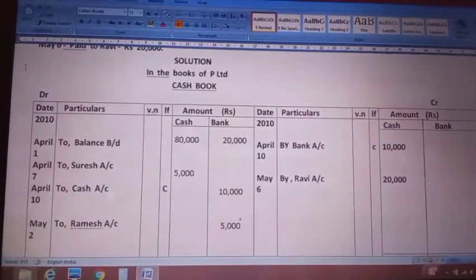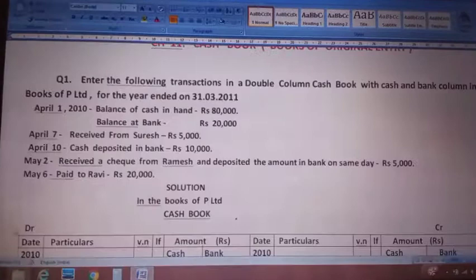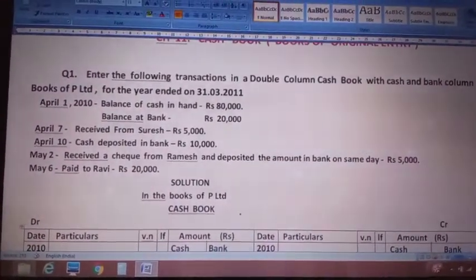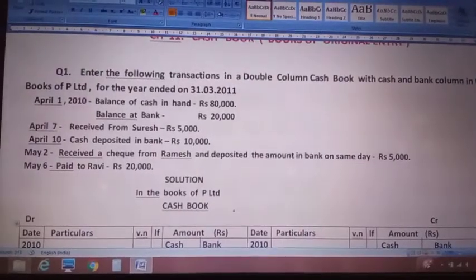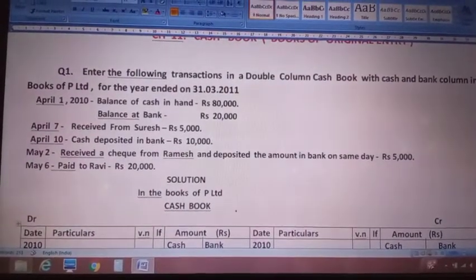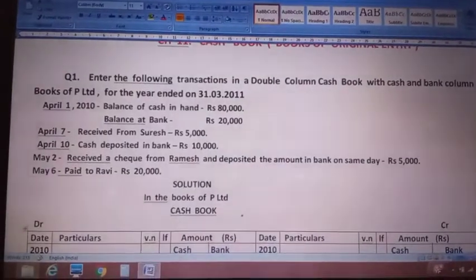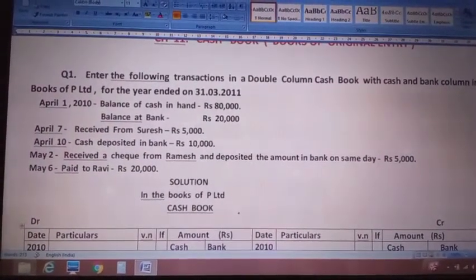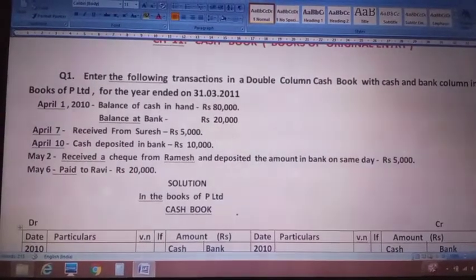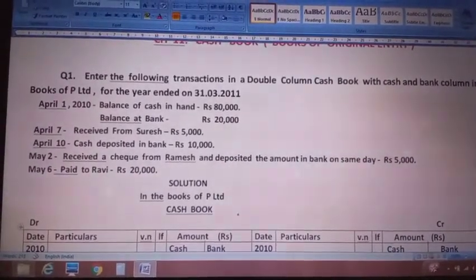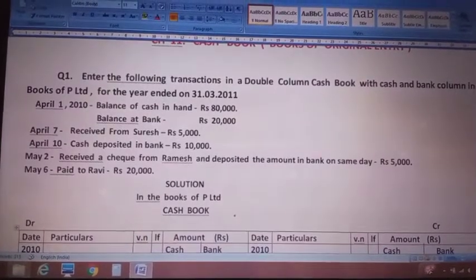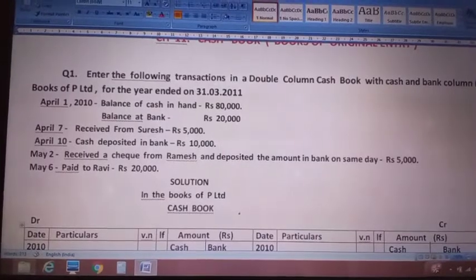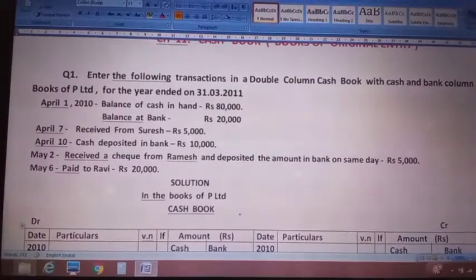Now let us begin with the transactions. So here we have the books of P Limited, and the year is ending on 31st March 2011. Okay, so first you will find that the opening balance is given, April 1 2010, balance of cash in hand and balance at bank. So we will simply consider this as the opening balance. We will write it on the debit side of the cash book, in the cash column as well as in the bank column.